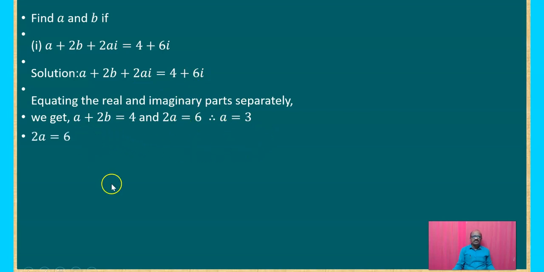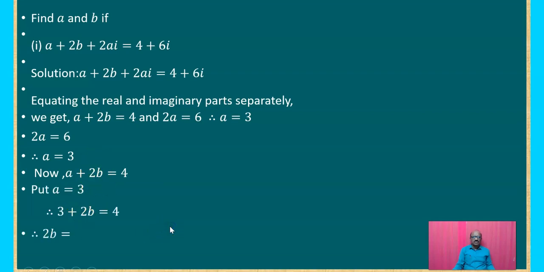Substitute the value of a here, then you will get 3 plus 2b is equals to 4. 2b is equals to 4 minus 3, that is 1. Therefore b is equals to 1 upon 2 and hence a is equals to 3 and b is equals to 1 upon 2.